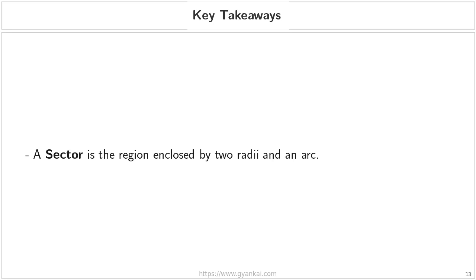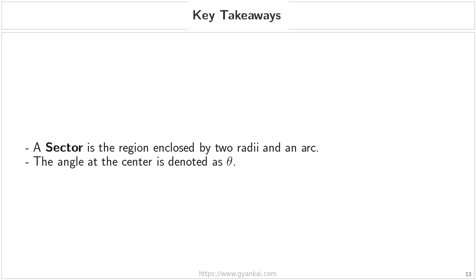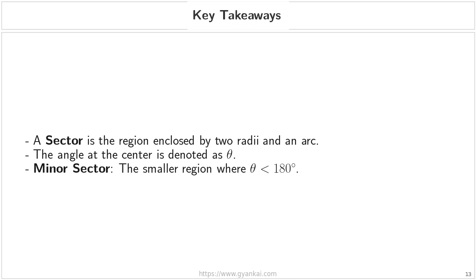Key takeaways. First, remember that a sector is simply the region of a circle enclosed by 2 radii and an arc, just like that slice of pizza we discussed earlier. Second, we use the Greek letter theta to denote the central angle formed at the center of the circle. Third, we distinguish between 2 types of sectors based on that angle. The minor sector is the smaller region, which occurs when theta is less than 180 degrees.